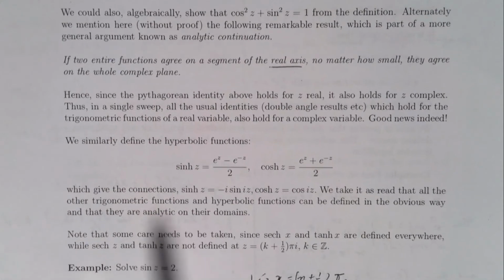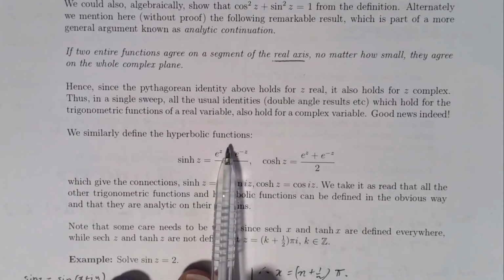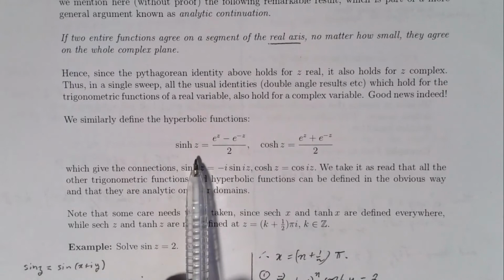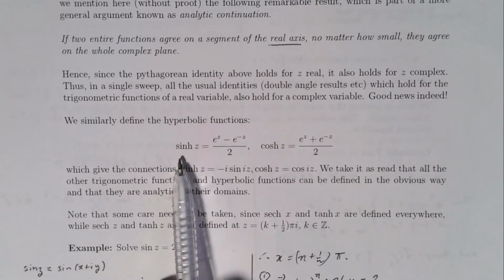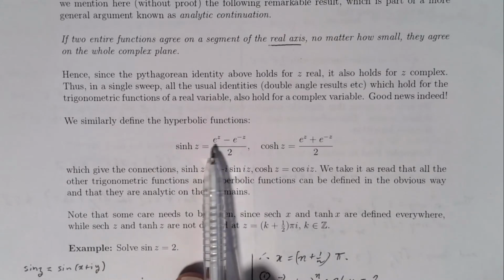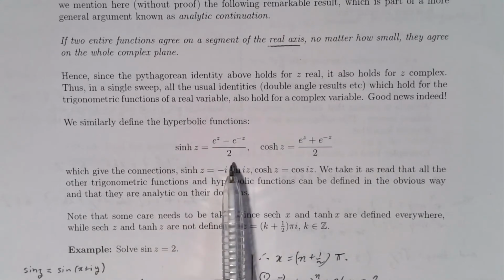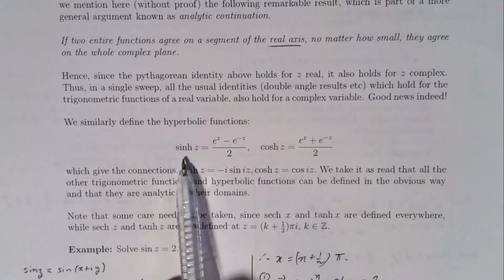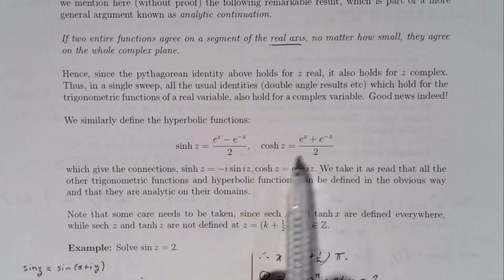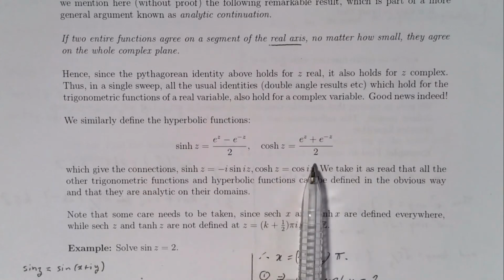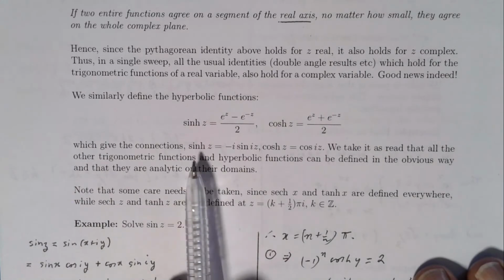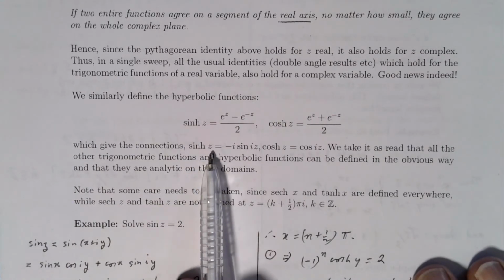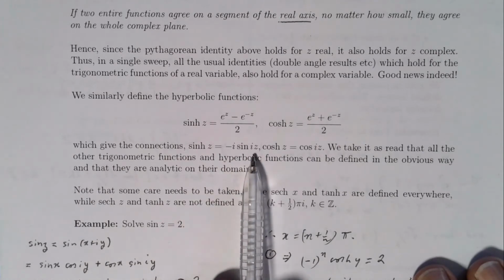Now similarly, we're going to define the hyperbolic functions. So sinh of x, if x is real, is e to the x minus e to the minus x on 2. So we define sinh of z to be e to the z minus e to the minus z on 2. Notice there are no i's in the hyperbolic ones. And the cosh of z is just the average of e to the z and e to the minus z. Now this also, and this is a good little exercise to convince yourself of, shows you that sinh z is equal to minus i sin iz.